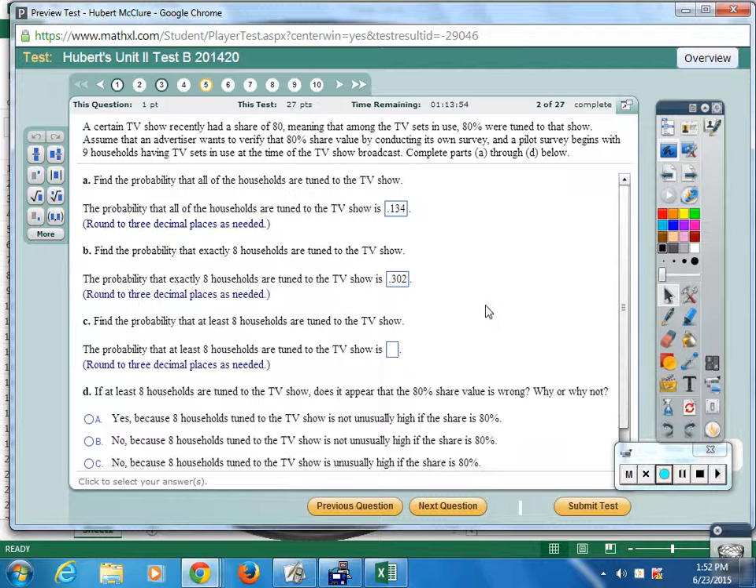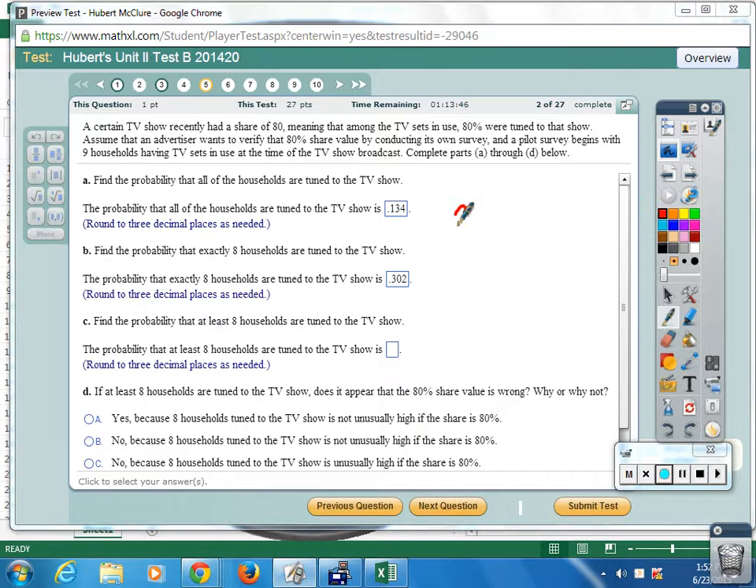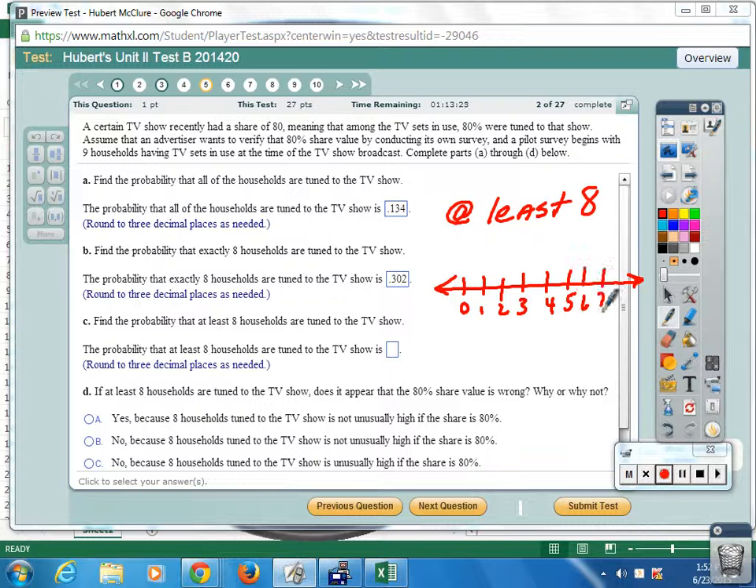Okay, that's because you've got to know what at least means. If you don't know what at least means, then you don't understand it. At least 8. What does that mean? Well, let's draw a number line. And where does it start? 0, because there can't be negative numbers. So 0, 1, 2, 3, 4, 5, 6, 7, 8, and 9.